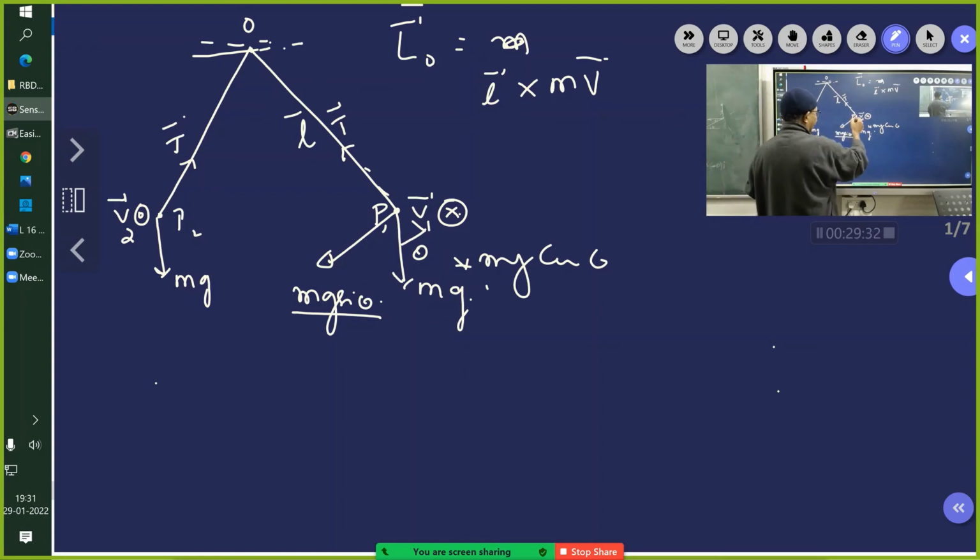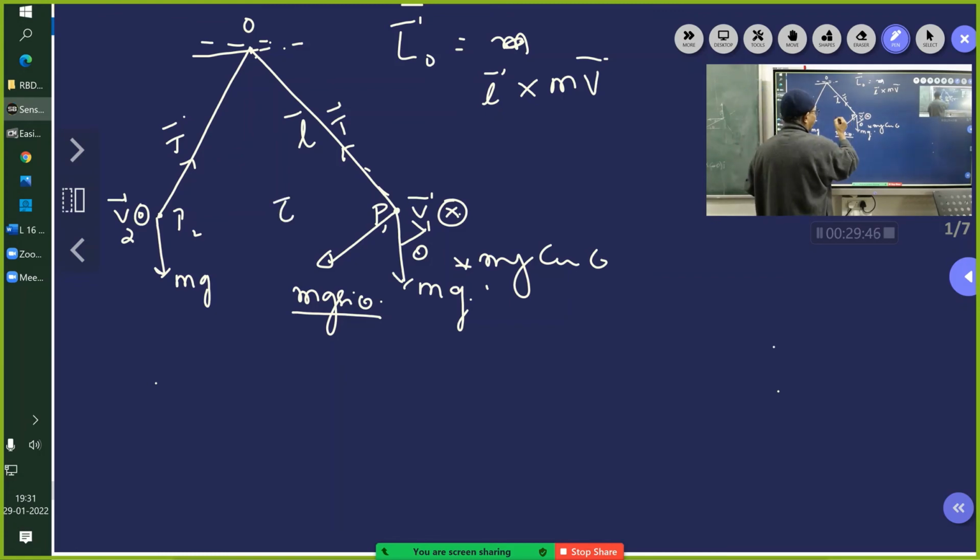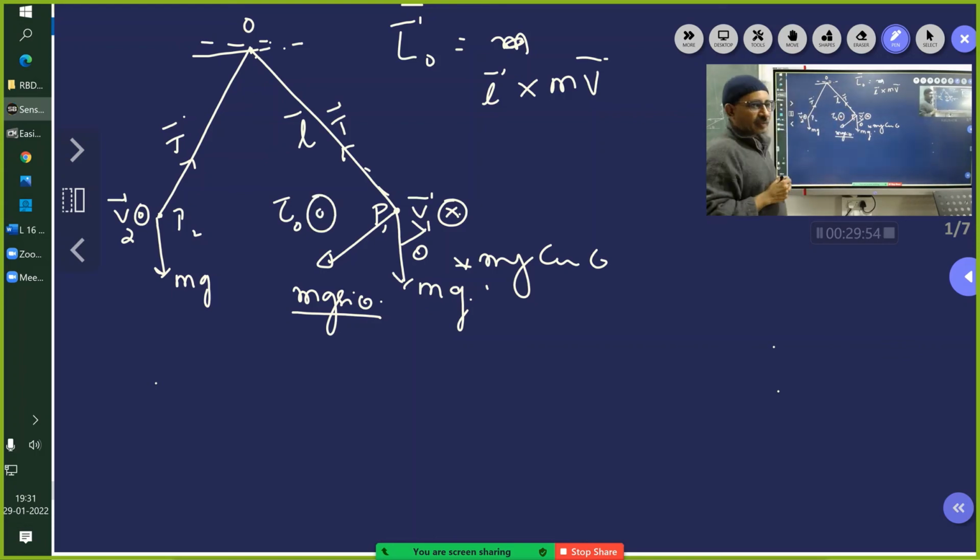So for this unbalanced vector mg sin theta, you take L bar cross mg sin theta. You will get the torque vector, which will be again out of the board. Yes, this torque vector will be out of the board.